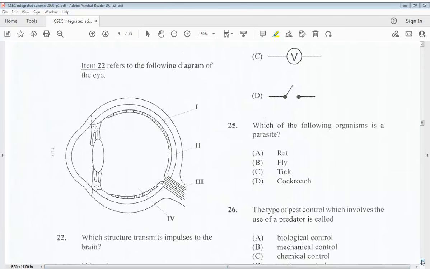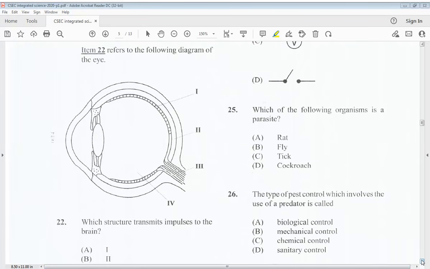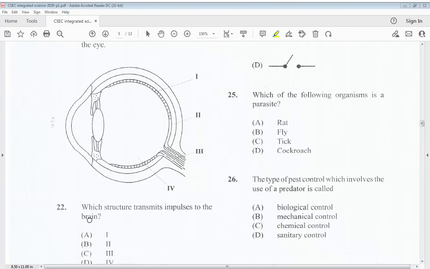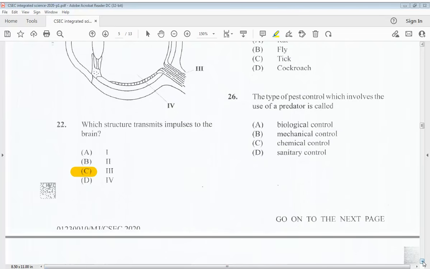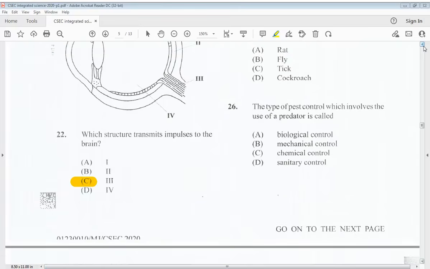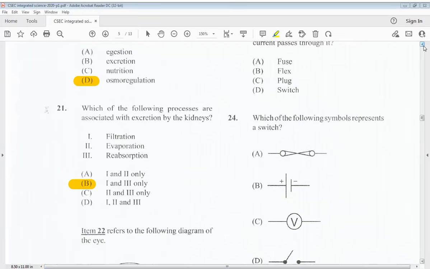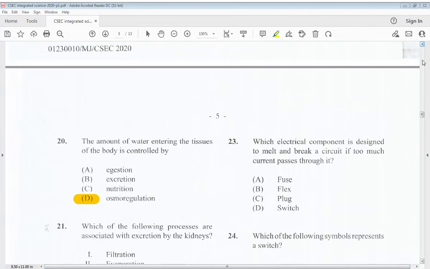So we have the diagram of the eye. They ask us which structure transmits impulses to the brain. We know it is 3, C. And for some of these questions, we had explained them already, like in the 2019 video, so you can go ahead and watch that one if you missed it. Let's go to 23. So for 23 is A.